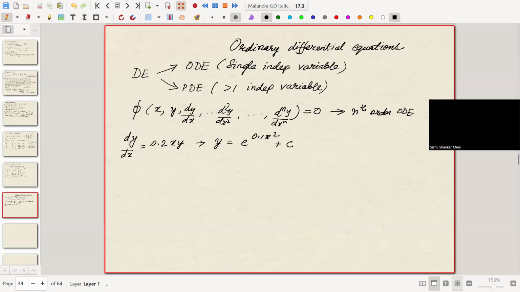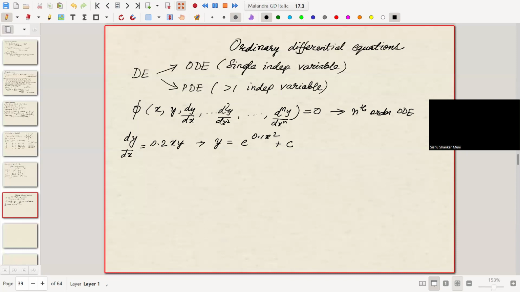But that's not it. When you integrate it, you will get an integration constant. There will be infinitely many solutions for different values of c. Whether c equals 0.1, 0.2, 1, minus 1, whatever you take, you will get different values of y. So you will have infinitely many solutions. But if you set an initial condition, then your solution will be unique. Now, if you set your initial condition, that becomes an initial value problem.